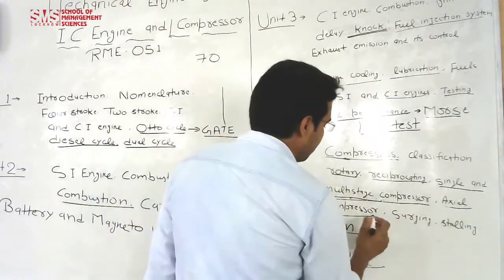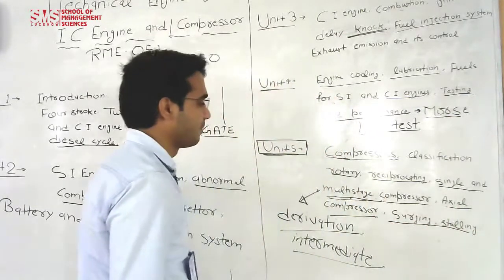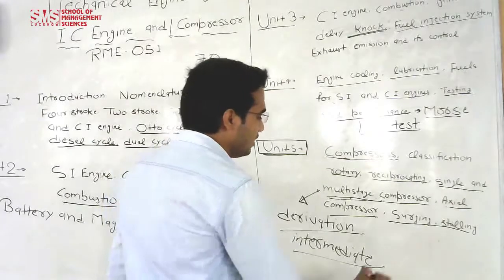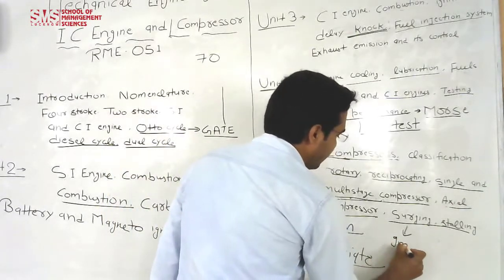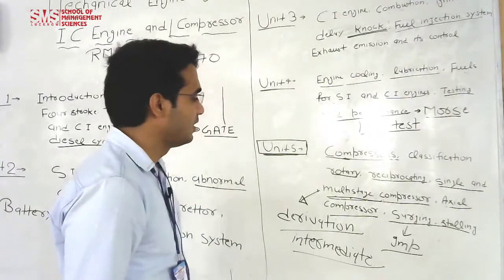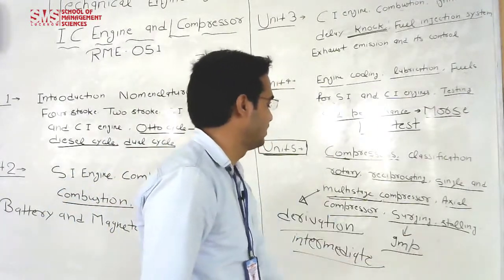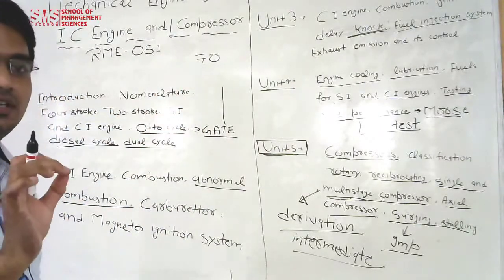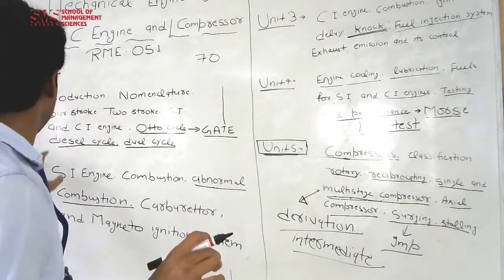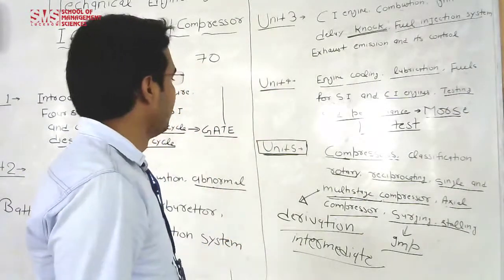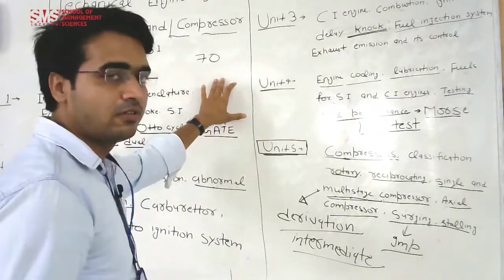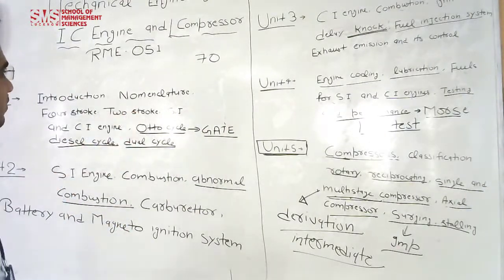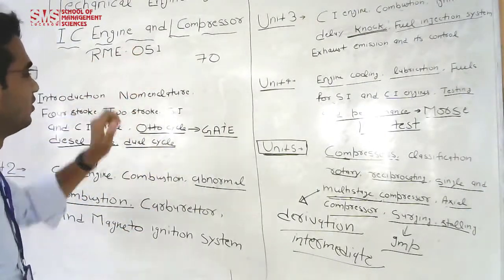Now you will move further to surging and stalling. You will study what is surging and what is stalling in a compressor. This is also very important for your university examination as well as for your competitive exams. So overall in IC engine and compressor you will study 5 units, unit 1, 2, 3, 4, 5. You are not going to skip even a single unit, because you will get all the information about the IC engine. Okay, thank you.